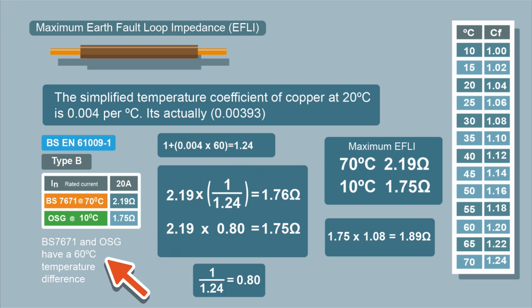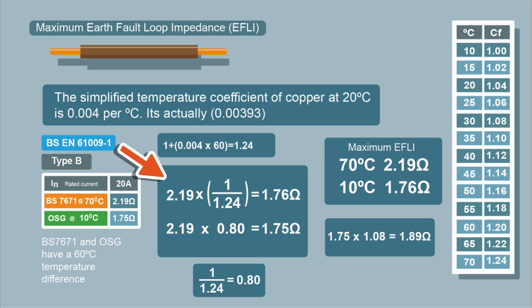So for example, BS7671 and the on-site guide, their maximum earth fault loop impedance tables, have a temperature difference of 60 degrees C. So that in our simplified formula would be 1 plus 0.004 times 60 for the temperature difference, and that equals 1.24. And that is the factor that we use when we're doing our calculations. It's had various names over the years. It used to be the rule of thumb, just a very basic calculation.